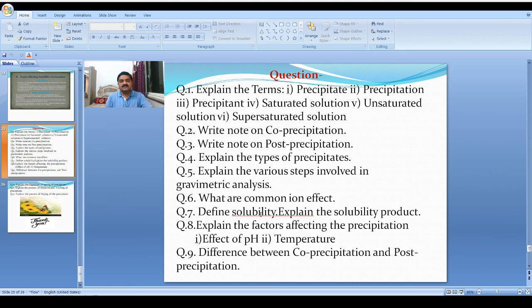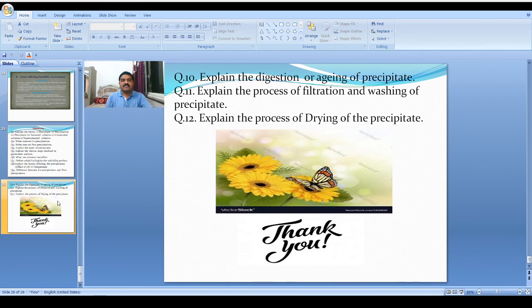Then next, define solubility and explain the solubility product. This is an important question. Then the next two questions: explain the factors affecting the precipitation, first effect of pH, second temperature. And then the ninth question, difference between co-precipitation and post-precipitation. Then the 10th question, explain the digestion or aging of the precipitate. Explain the process of filtration and washing of the precipitate. And last, explain the process of drying of the precipitate. These all are important questions.